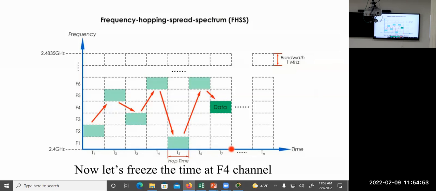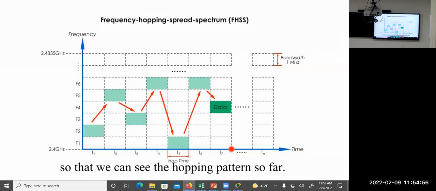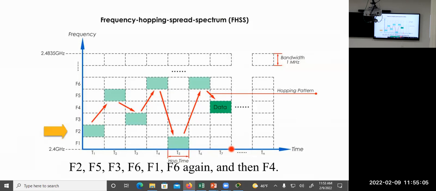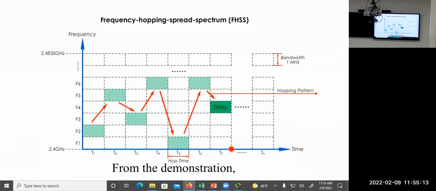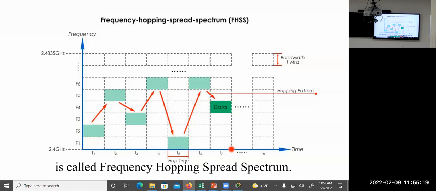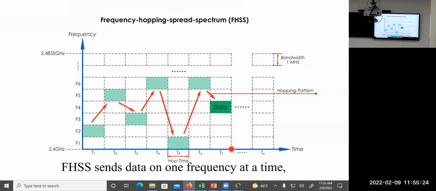Now let's freeze the time at the F4 channel so that we can see the hopping pattern so far. From T1 through T7, the hopping pattern is F2, F5, F3, F6, F1, F6 again, and then F4. From the demonstration, we can see why this type of transmission method is called frequency hopping spread spectrum. FHSS sends data on one frequency at a time and uses different frequencies over time.